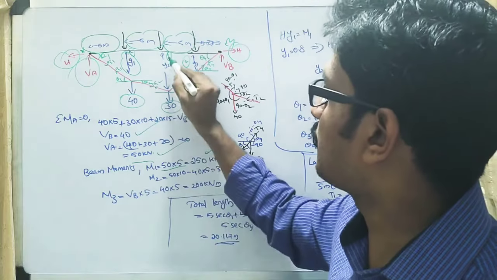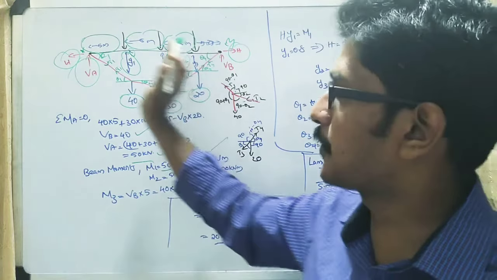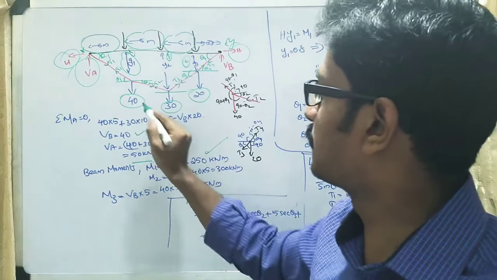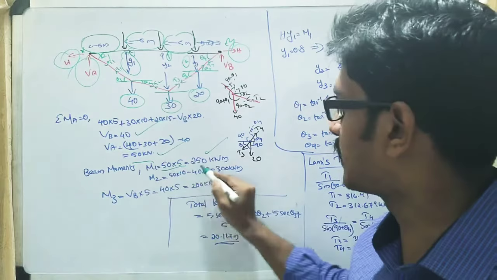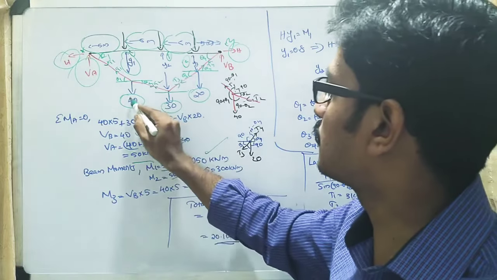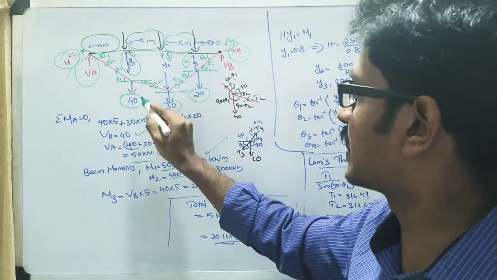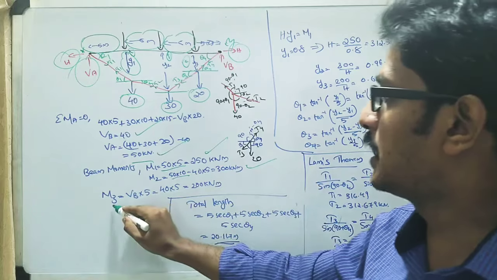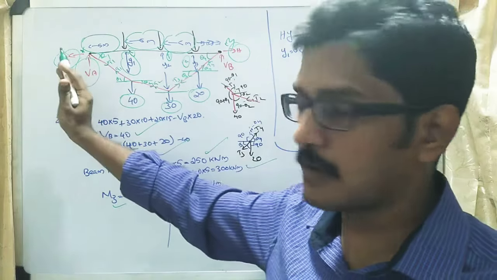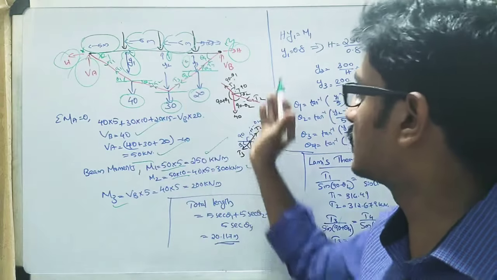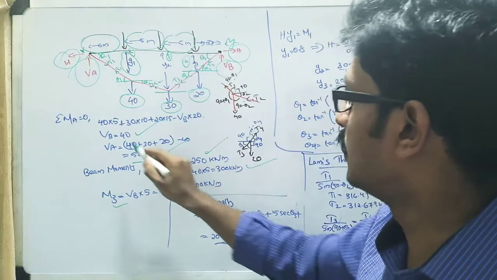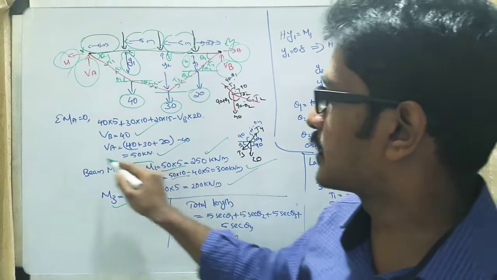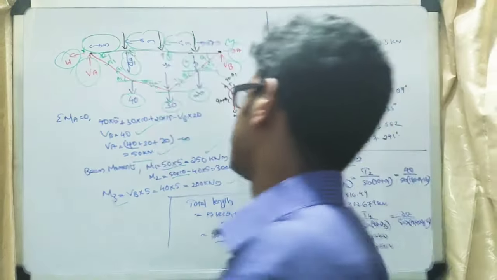Then in the second case you have to find out the M2 value. Either you can start from here or from here also. So you will get 50 multiplied by total distance 10, then it is in the anti-clockwise direction, so minus 40 multiplied by 5, that is 300. Then M3, either you can start from right or left. It is easy if we know this VB value, so 40 multiplied by 5 gives 200 kilonewton meter. So these are the beam moment values.